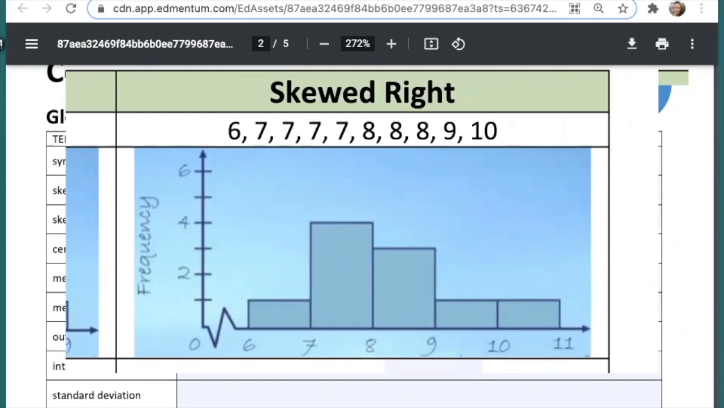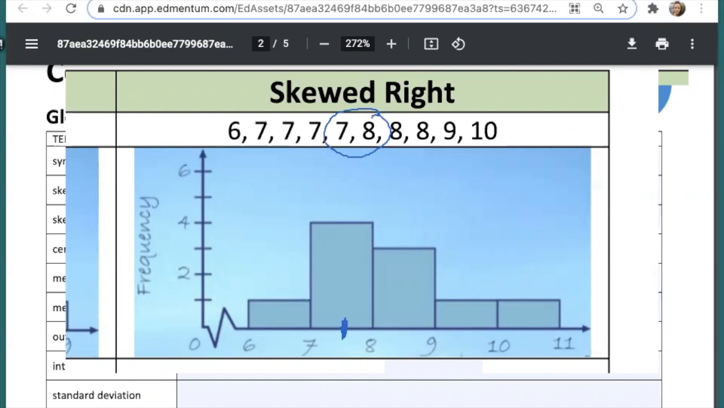And then for the other example over here, where it's skewed right, our numbers are written in order from least to greatest. And there's 1, 2, 3, 4, 5, 6, 7, 8, 9, 10. There's 10 numbers again. And to get the median, we have to average the two numbers in the middle. So our median is going to be 7.5 right here.